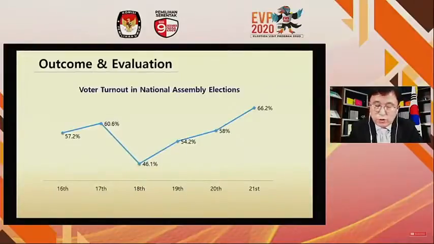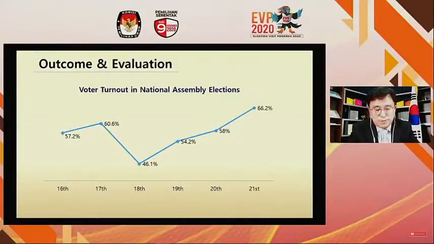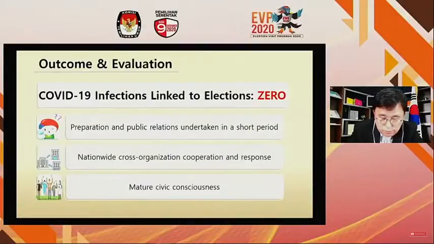Thanks to all these efforts, we achieved a significant outcome. Despite the COVID-19 pandemic, the voter turnout for the 15 April National Assembly election was nearly 66%, which is the record high since 1992. Furthermore, it is found that there was no COVID-19 infection case linked to the election.